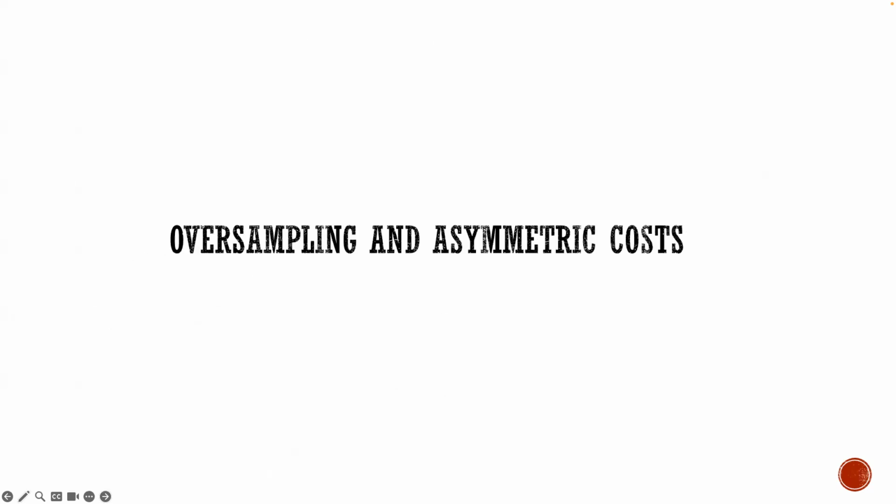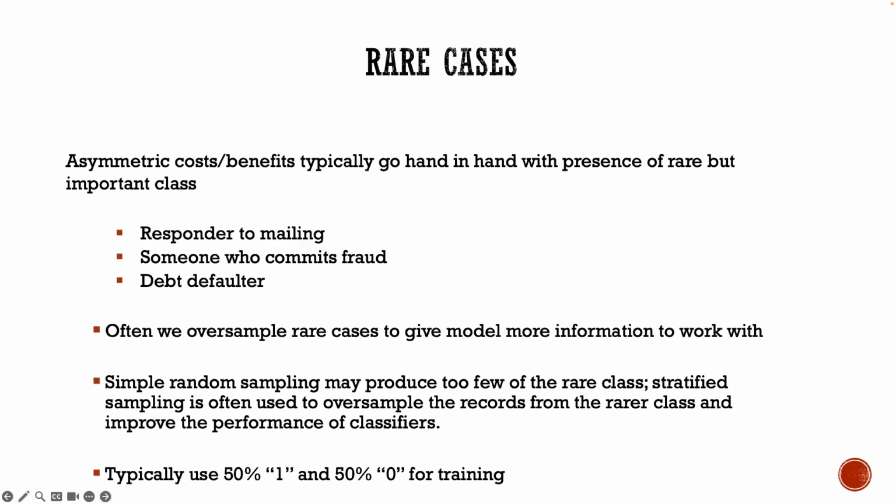Now, oversampling and asymmetric costs. I talked about this earlier: sometimes you have asymmetric costs because you have certain cases that are rare, but they are important. These classes are more important, even though they are rare. For example, those who respond to mailing, those who commit fraud, those who are debt defaulters. A bank would want to make sure that they capture the debt defaulters because that would hurt their disbursements. These are not a very large number of people, right? Most of the people don't default, but the small set is a very important set.